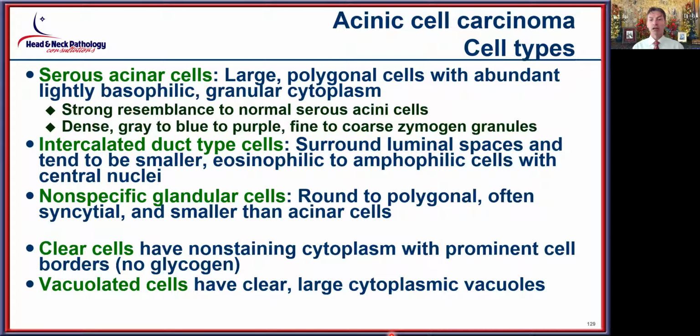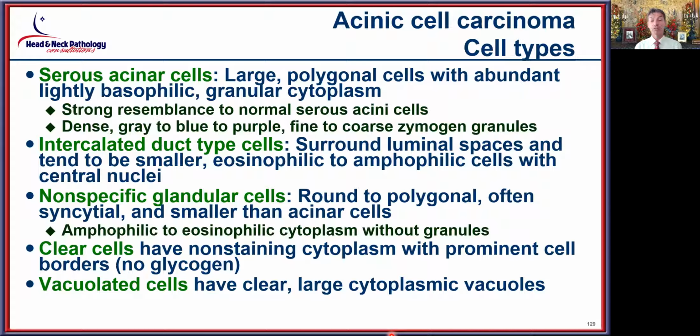But then when you think about it, there are also going to be intercalated duct type cells that are slightly smaller, non-specific glandular cells that have a polygonal to round cell appearance with amphophilic to eosinophilic cytoplasm, lacking any granules. And then the clear cells: these are non-staining with very prominent cell borders, it's not related to glycogen, and it's just cleared out cells. And then finally, vacuolated cells can be seen as well, with a negative PAS and mucicarmine. So in other words, there is no evidence of mucinous differentiation in this tumor.